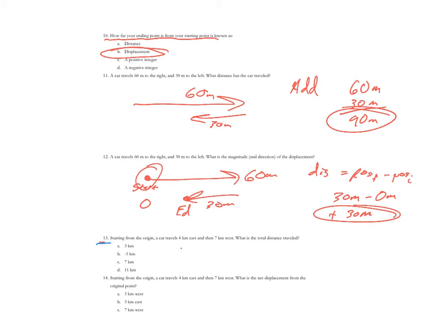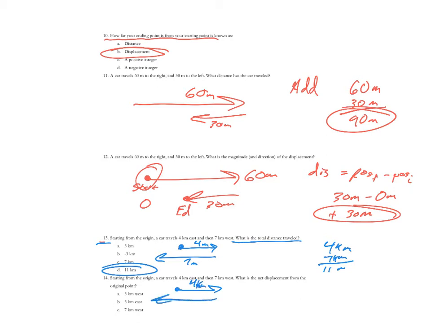A car travels 4 east and then 7 west. I started at 0. Whoops. Undo. And then 7. What's the total distance? It's 4 meters plus 7 meters equals 11 meters. Oh, it's kilometers, sorry. Get a little carried away. 4 to the east, it's probably kilometers again, isn't it? 7 to the west, we'll say we started at 0.